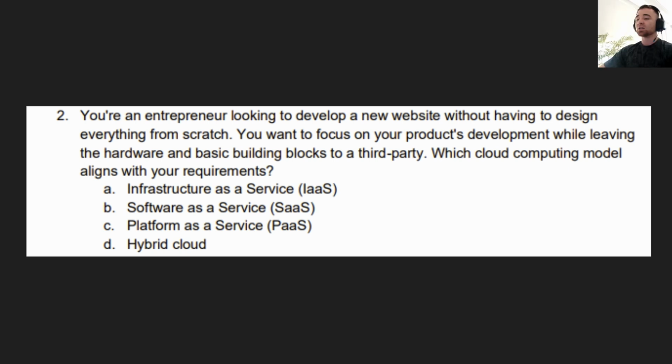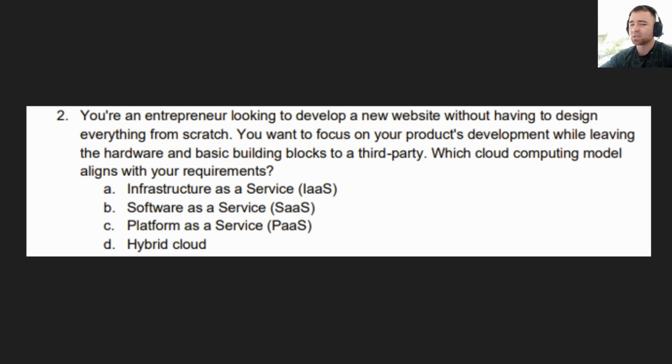It reads, you are an entrepreneur looking to develop a new website without having to design everything from scratch. You want to focus on your product's development while leaving the hardware and basic building blocks to a third party. Which cloud computing model aligns with your requirements? A, infrastructure as a service, or IaaS. B, software as a service, or SaaS. C, platform as a service, or PaaS. D, hybrid cloud.